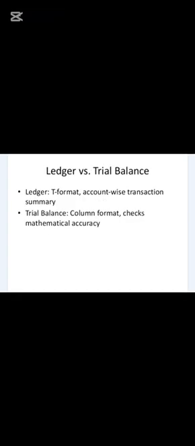Now, let's quickly look at the differences between a trial and ledger balance. There are different aspects in which we can look at these differences. One is in the definition, in the hierarchy within accounting, and in its format. So, a ledger is an account-wide summary of the business transactions recorded in the journal.